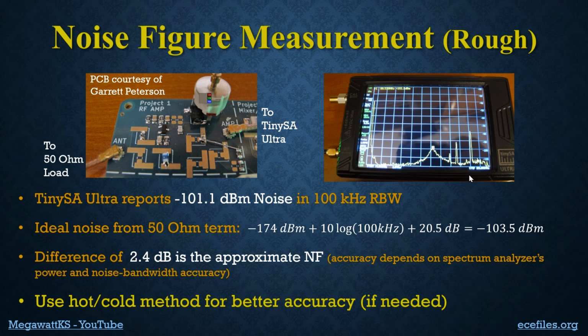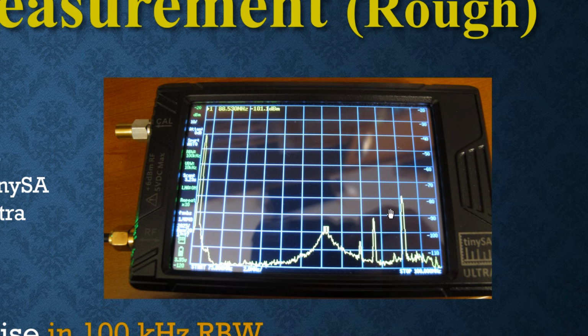And in particular, we look at the noise power. So here it is. Now remember, it's a bandpass amplifier, and so there's a hump here in the noise. And that's the amplified input noise.